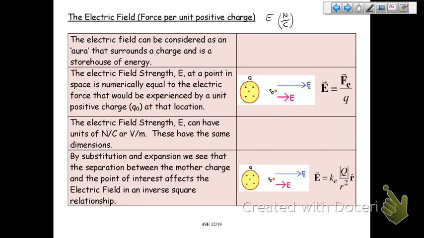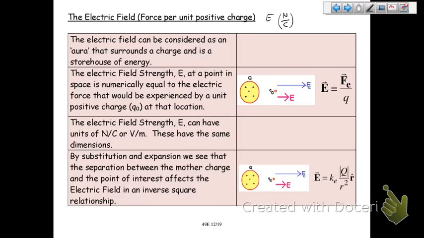But recognize that gravity is not there because the little 1 kilogram mass is there. Gravity is there because the Earth is there. And so the electric field is there because of this big Q. I can interrogate it by imagining a little q being here, but there doesn't have to be a little q there. It's to do with that point in space. We said electric field can be considered as an aura that surrounds the charge and is a storehouse of energy.